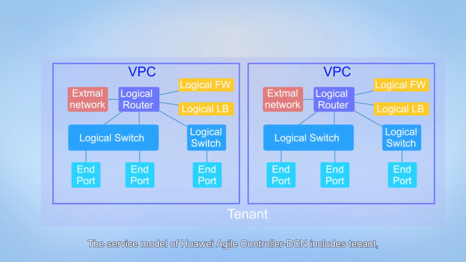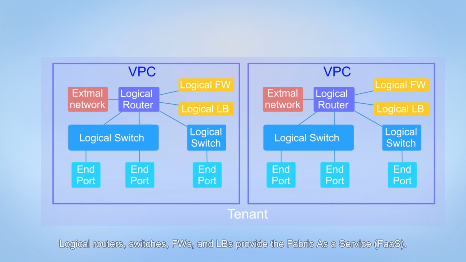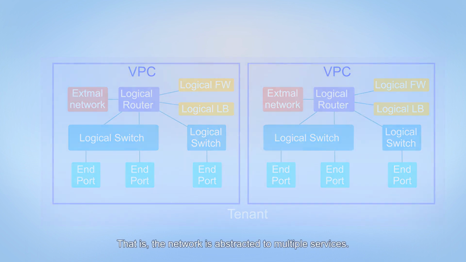The service model of Huawei Agile Controller DCN includes tenant, VPC, logical router, logical switch, logical FW, and logical LB. In the Agile Controller DCN, an administrator can authorize a certain number of VPCs to tenants and authorize usage quotas to logical routers, switches, FWs, and LBs. Logical routers, switches, FWs, and LBs provide the fabric as a service. That is, the network is abstracted to multiple services.